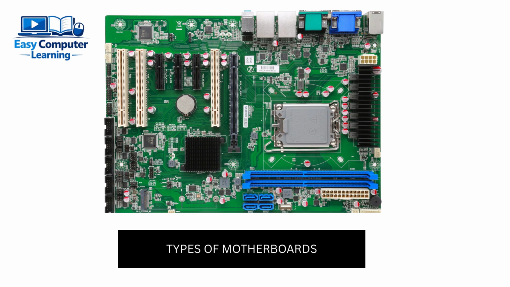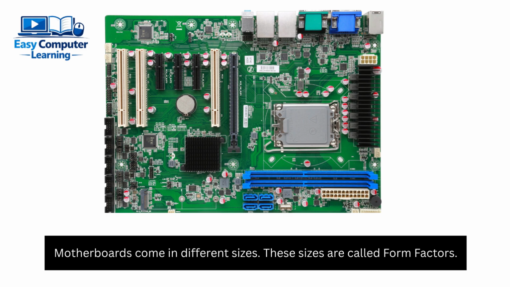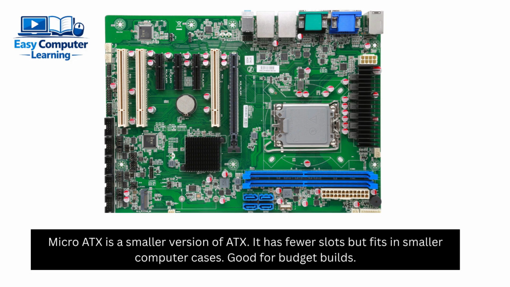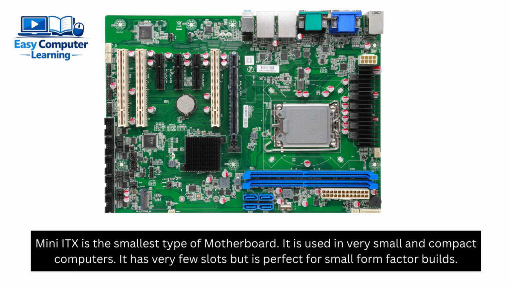Types of motherboards. Motherboards come in different sizes. These sizes are called form factors. ATX is the standard full-size motherboard used in most desktop computers. It is the largest size and has the most slots and connectors available. Micro ATX is a smaller version of ATX. It has fewer slots but fits in smaller computer cases, good for budget builds. Mini ITX is the smallest type of motherboard. It is used in very small and compact computers. It has very few slots, but is perfect for small form factor builds.